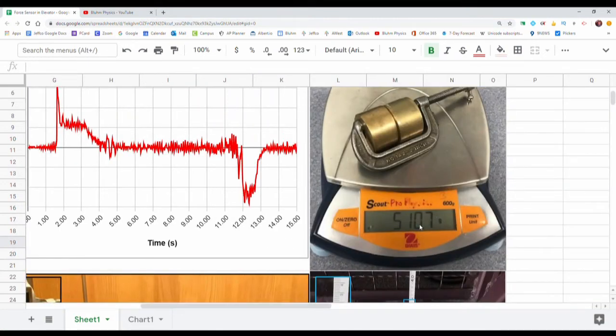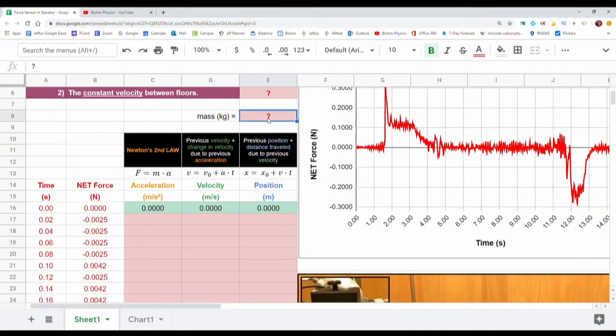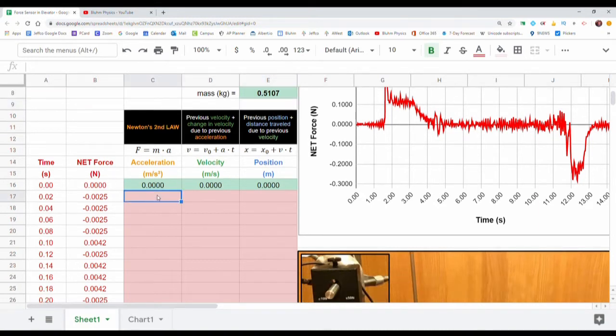This is 510.7 grams. We want that in kilograms, so it's 0.5107. When I hit enter, the cell turned green, so I have the right number in there. All right, so what we're going to do is at time zero, the acceleration was zero, it was stopped. We're at the origin, we're at zero position in the y direction. But after two one-hundredths of a second, there was a little bit of force on there. So let's calculate the acceleration.